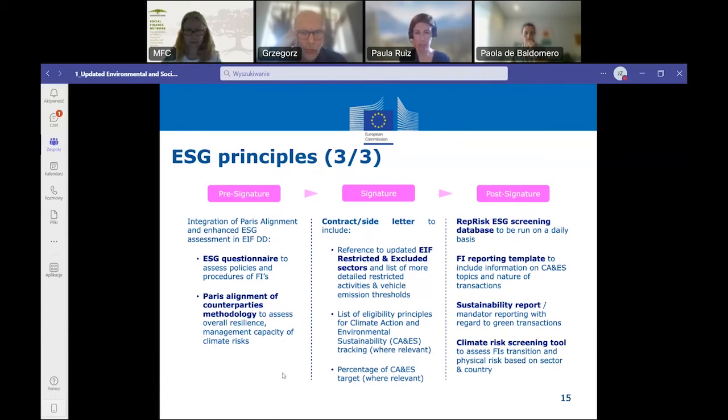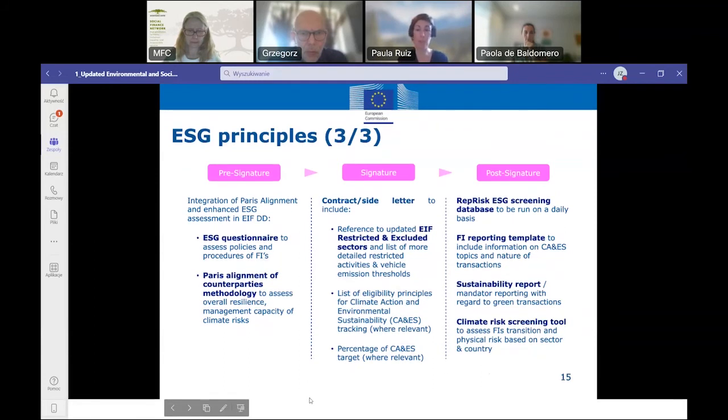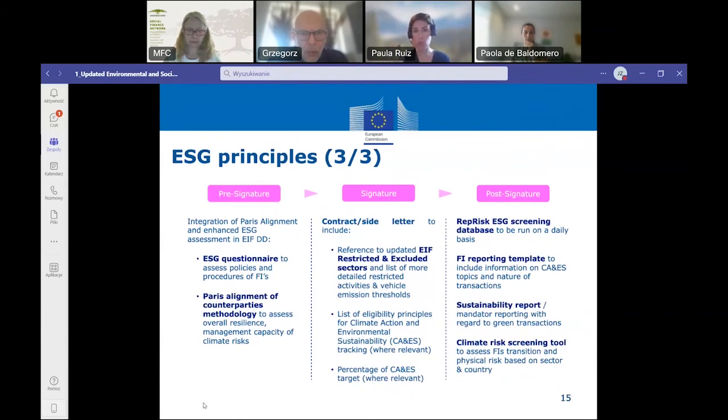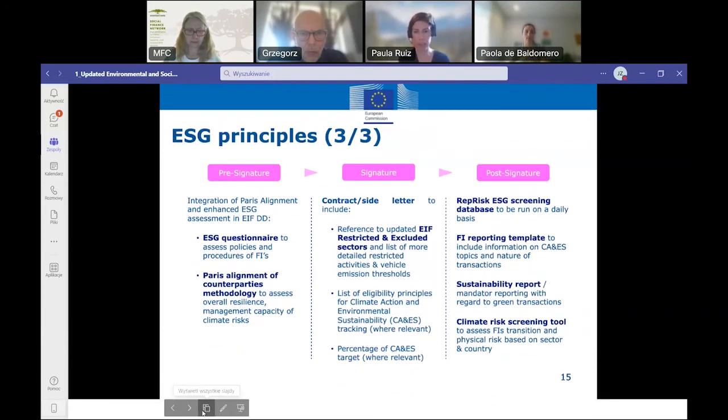Now, climate is very relevant for our institution and activity, so we also have a list of eligibility principles for climate action and environmental sustainability. In order to understand how much we are contributing to these topics, we include a percentage of CA and ES, climate action and environmental sustainability, that the intermediary is going to dedicate. And this is, of course, tracked and exposed. On the post-signature, as I mentioned before, we have these tools that enable us to identify potential impacts and incidents at the level of the portfolio and the intermediary, and we run this tool on a daily basis.